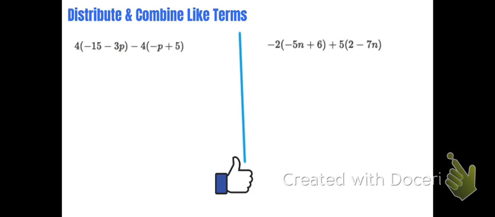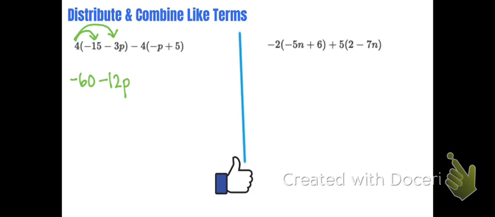Now here's 2 more. These are a little tricky because there's 2 sets of parentheses that you first need to distribute. The same process though. So let's just focus on the first one here. Let's look at the first set of parentheses. We're going to take the number outside and multiply it by each number inside the parentheses. So 4 times -15 is negative 60. 4 times negative 3p. So 4 times negative 3 is negative 12, so this is negative 12p.